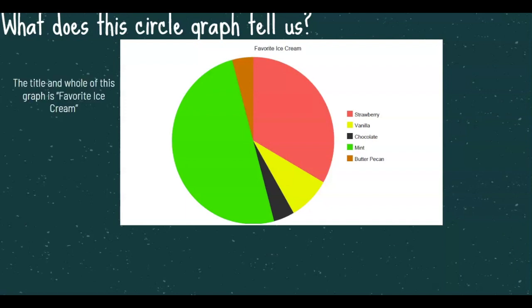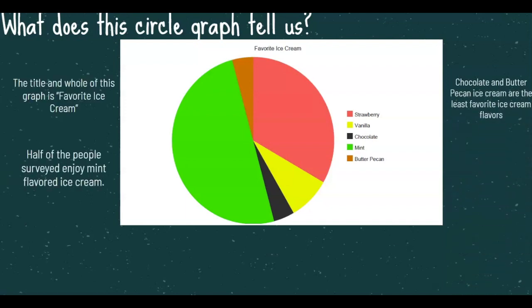All right, so this particular graph tells us the title of the graph is favorite ice cream. It also tells us that if you look at the data that was received, half of the people surveyed enjoyed mint flavored ice cream, which is this green section here. And then if you look at this grayish or black color and then this orange color here, they look pretty similar to each other. So then that's where we have this statement over here that chocolate and butter pecan ice cream are the least favorite ice cream flavors out of the people that were surveyed.